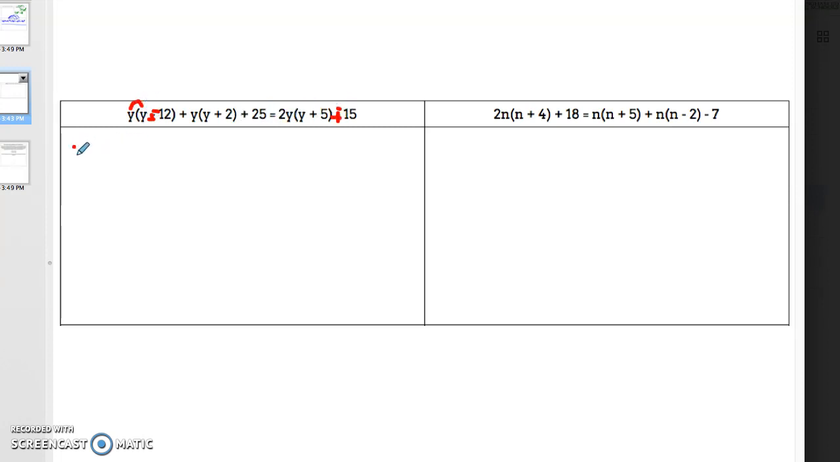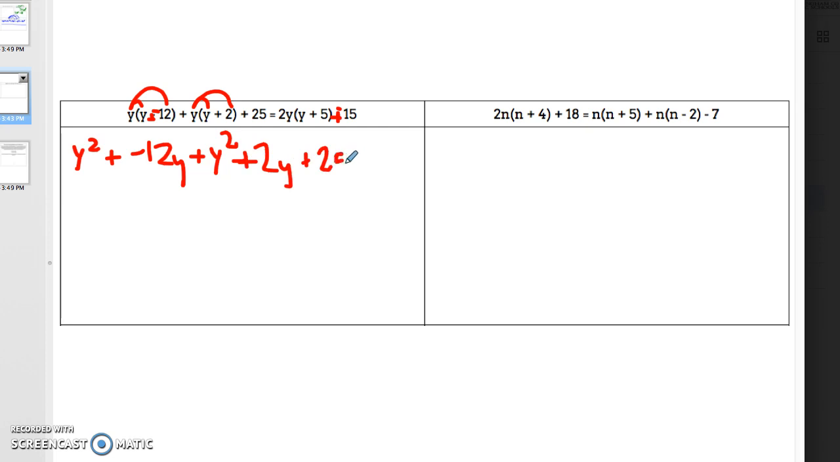Y times y, that is a total of y squared. Y times -12 is -12y. Plus, more distributing, y squared. And that is 2y. And I'm left with just 25 on this side.